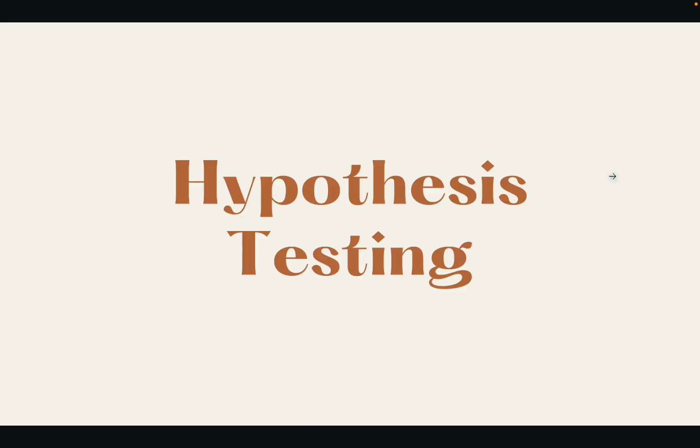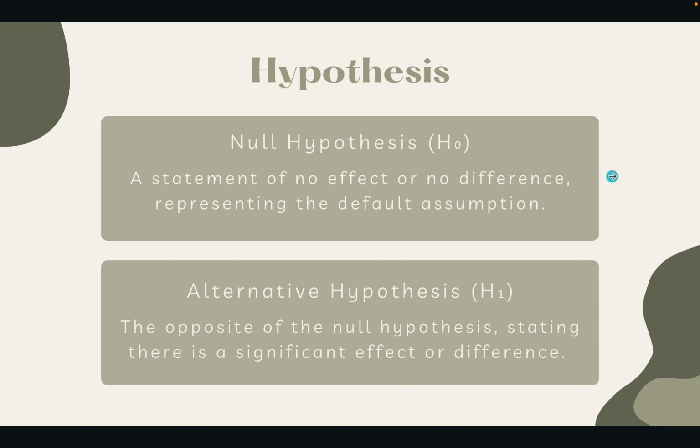And I want to talk about the concept of hypothesis testing before we start. There are basically two hypotheses. First, the null hypothesis. This is a statement of no effect or no difference, representing the default assumption. The second one is the alternative hypothesis. This is the opposite of the null hypothesis, stating there is a significant effect or difference.